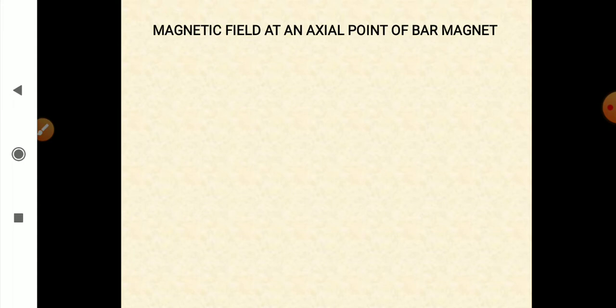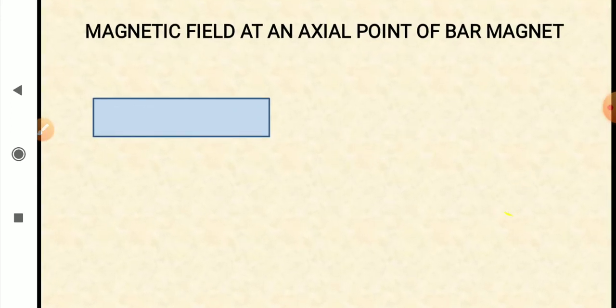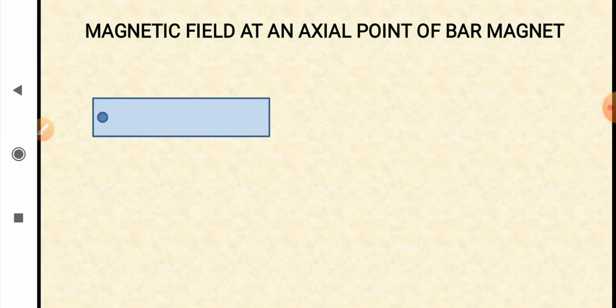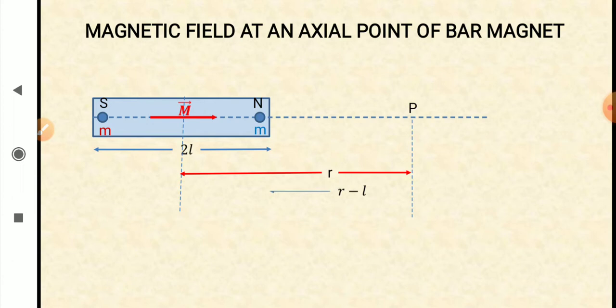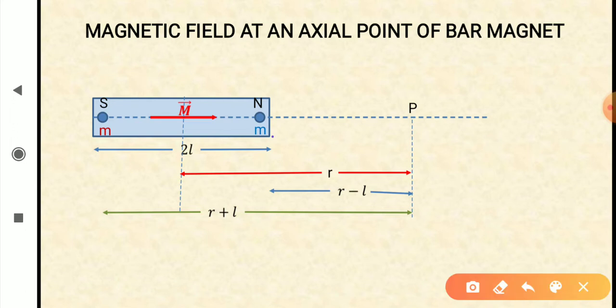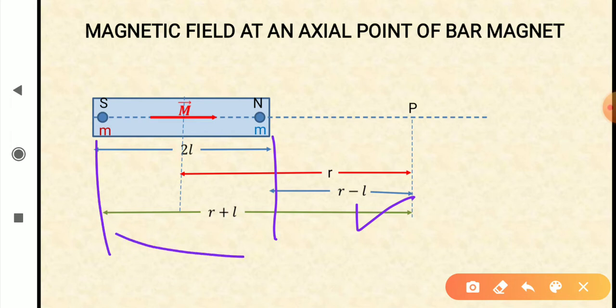And magnetic field at an axial point of a bar magnet. You have done a similar problem for an electric dipole. So we have a bar magnet or magnetic dipole consisting of south pole and north pole, pole strengths m, magnetic dipole moment capital M, the size of the magnet is 2L, and at an axial point P at distance r, we wish to find the magnetic field. Its distance from the north pole is r minus L and distance from the south pole is r plus L. Right, you can see, this distance will be r minus L and this distance will be r plus L.